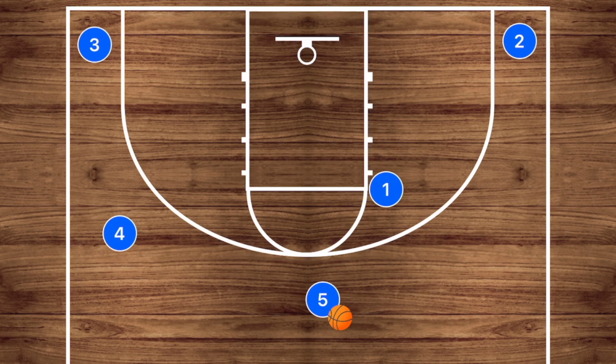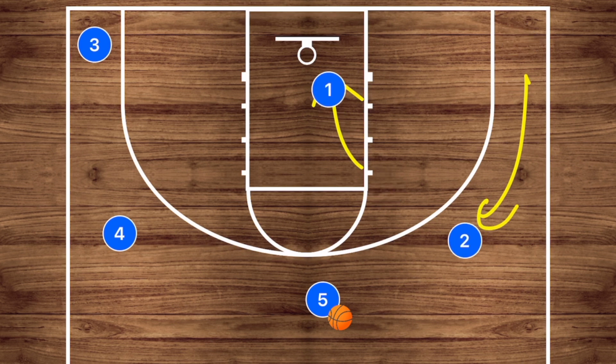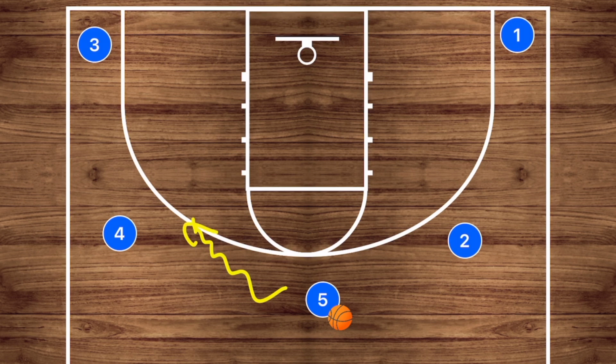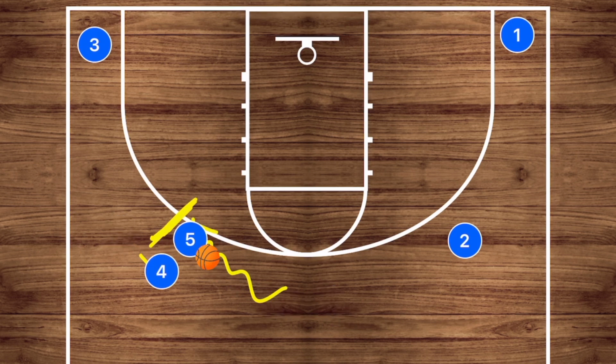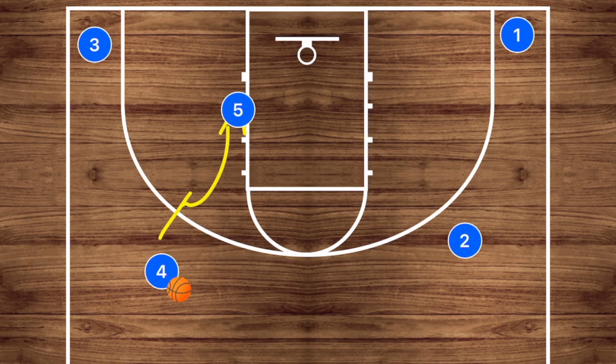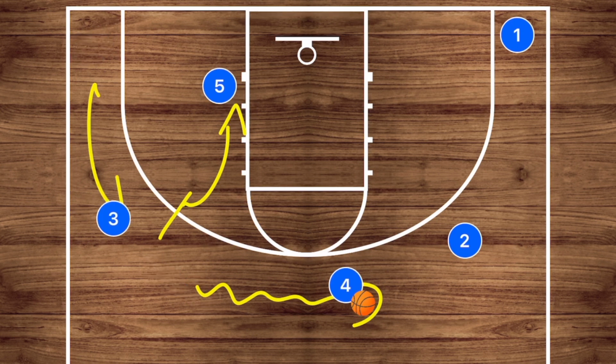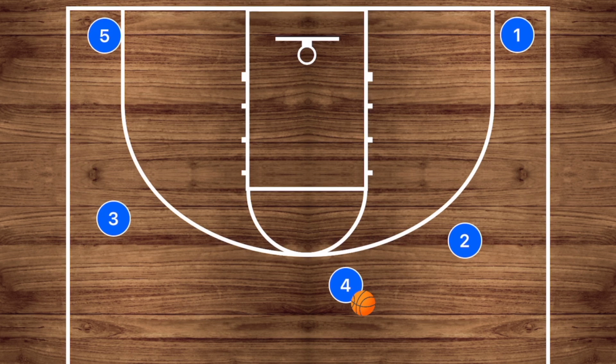If he is not an option, player 1 is going to continue his cut and player 2 is going to lift. And then player 1 will fill out to this corner. Player 5 is going to then dribble out towards this left side. Player 4 will use player 5 as a screen, get that dribble handoff, and player 5 will then roll to the basket. Player 4 will then start dribbling towards this side. This is actually a fantastic play to be able to run if you're trying to waste time.